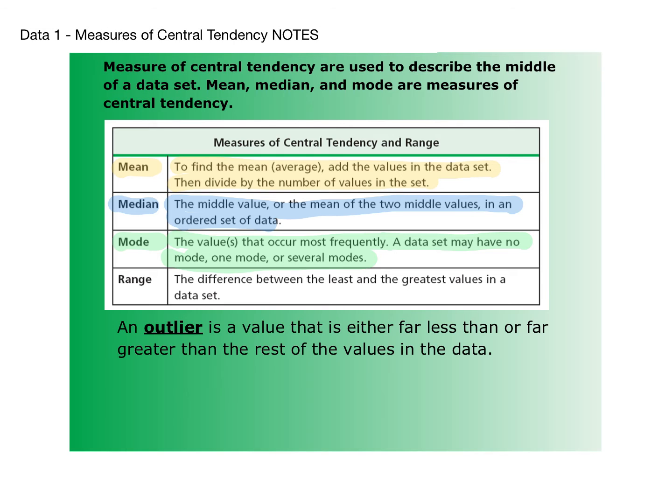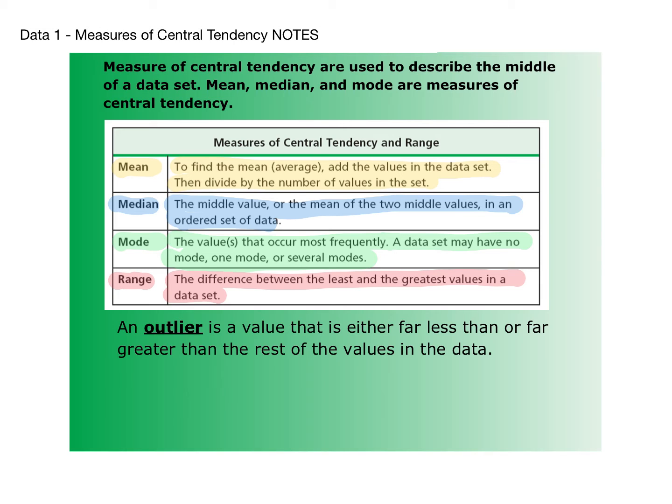And then finally, the range. That's the difference. You're going to take the highest and the lowest numbers and subtract. If I wanted to know the range of test scores, I would take the highest score and the lowest score and say, oh, the test scores ranged by 20 points.